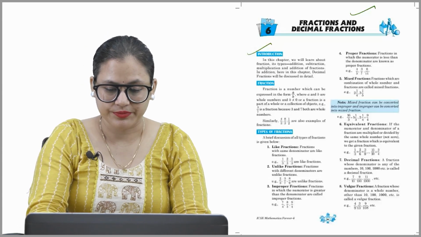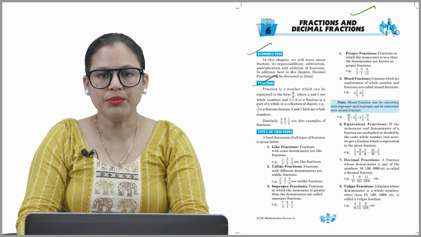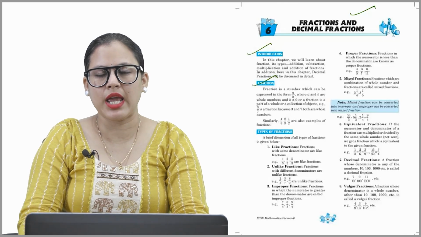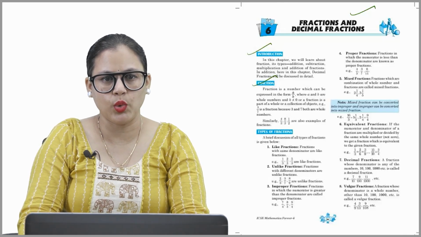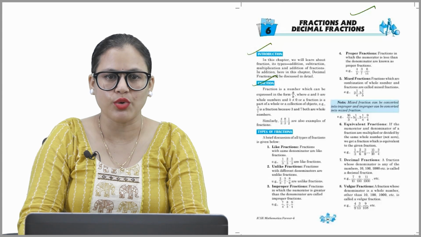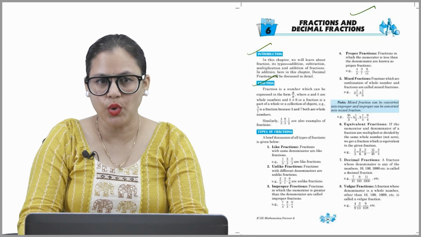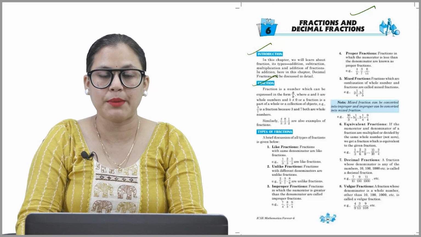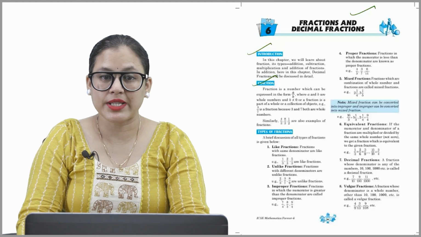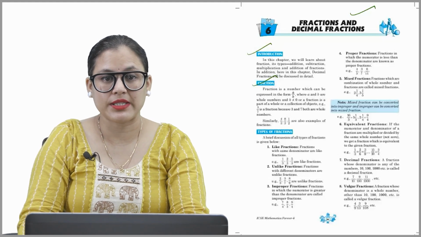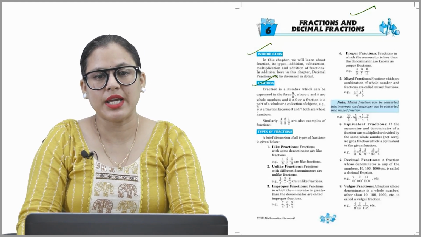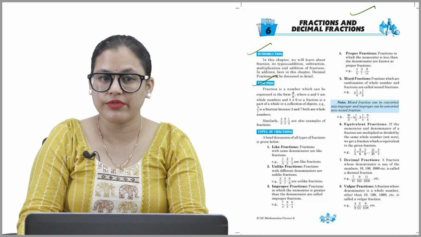Okay, fraction. Fraction is a number which can be expressed in the form a by b, where a and b are whole numbers and b is not equal to 0, or a fraction is a part of a whole or a collection of objects. Example, 3 by 7 is a fraction because 3 and 7 both are whole numbers. Similarly, 4 by 3, 8 by 3, 1 by 2 are also examples of fractions.